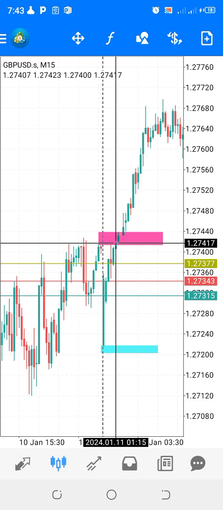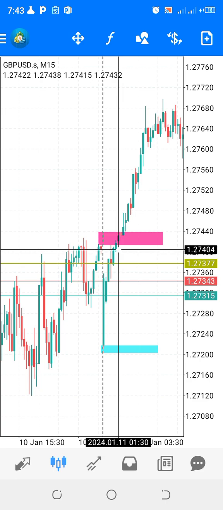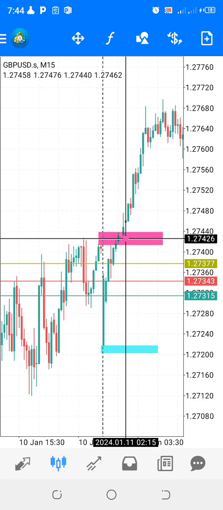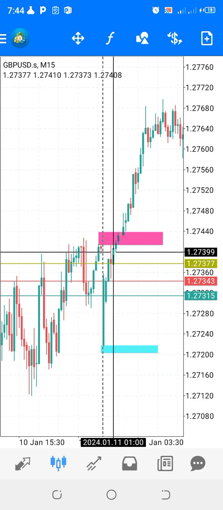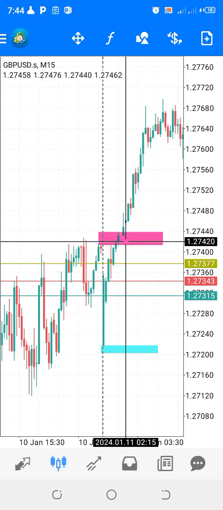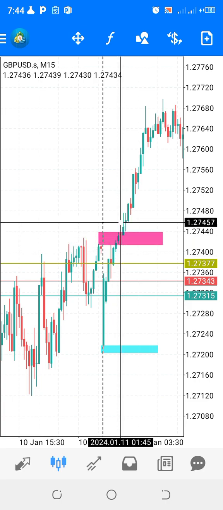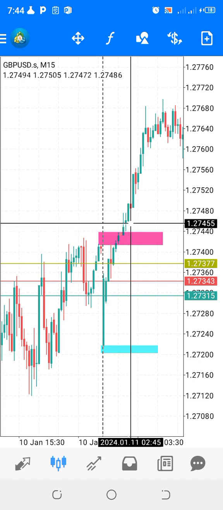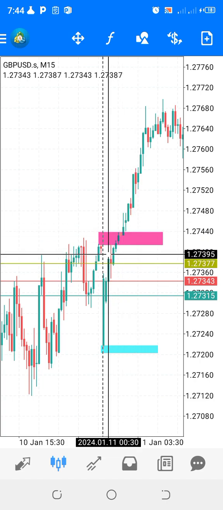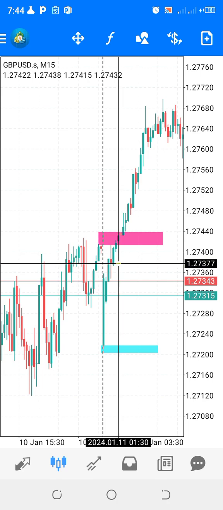So you want to see when the break is broken. That's when the impulse break level is broken. You want to see how the market reacts to it and rejects it. Then you take your entry. So typically, this is my entry guide.